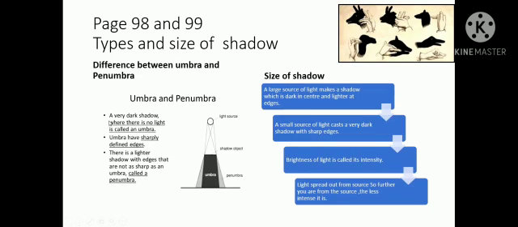So number 1, a very dark shadow where there is no light is called an umbra. Umbra have sharply defined edges. This is the umbra. You can see, ये बहुत डार्क शेडो है ना, आप देख रहे हैं कि इनकी बाउंड्री बहुत क्लियरली डिफरेंशिएट हो रही है, डिफाइंड एजेस हैं बहुत प्रॉपर से. So this is the umbra.